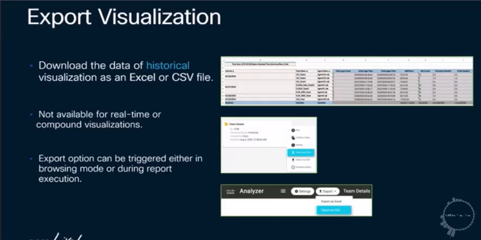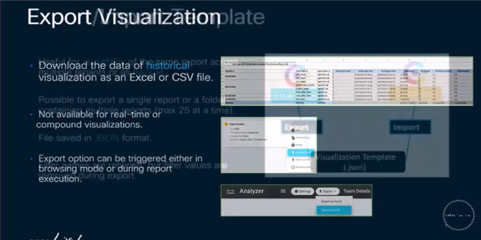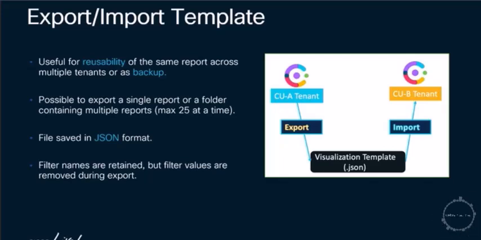We can also export these visualizations, right? So out of Analyzer, we can export them to CSV or Excel if we want to. And then I can import and export reports as a whole as well. So if I have multiple tenants that I'm managing, maybe from a partner's perspective or maybe different parts of a company or a merger, if I have common reports, I can move them out of one and into another tenant.